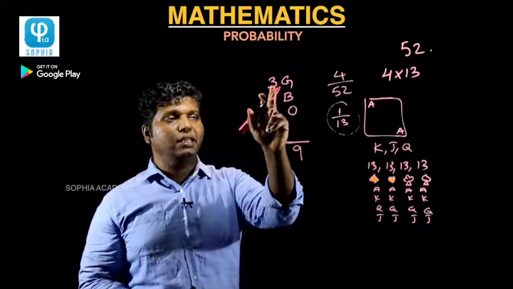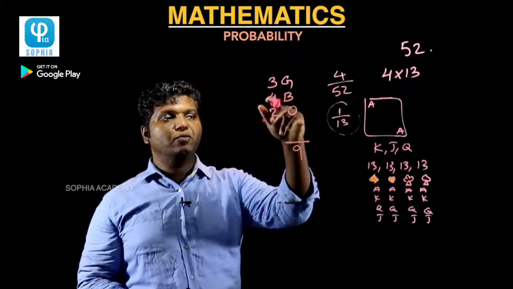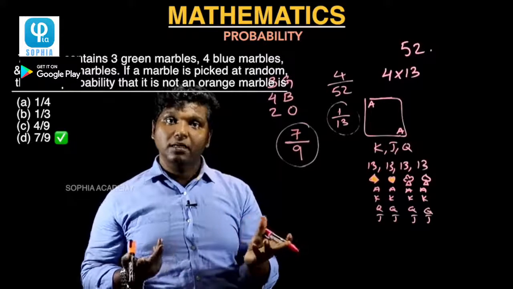So how many green are there? 3. How many blue are there? 4. All together, 3 plus 4, it is 7. So 7 by 9 is the answer. Like that you will get it.